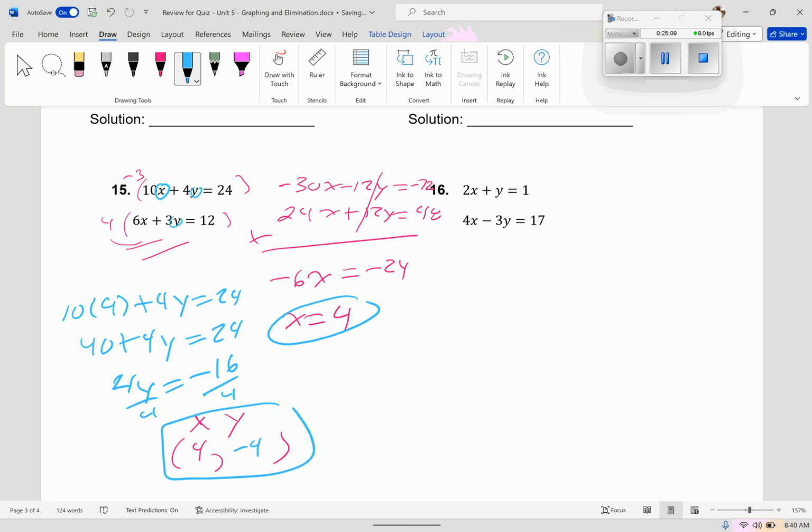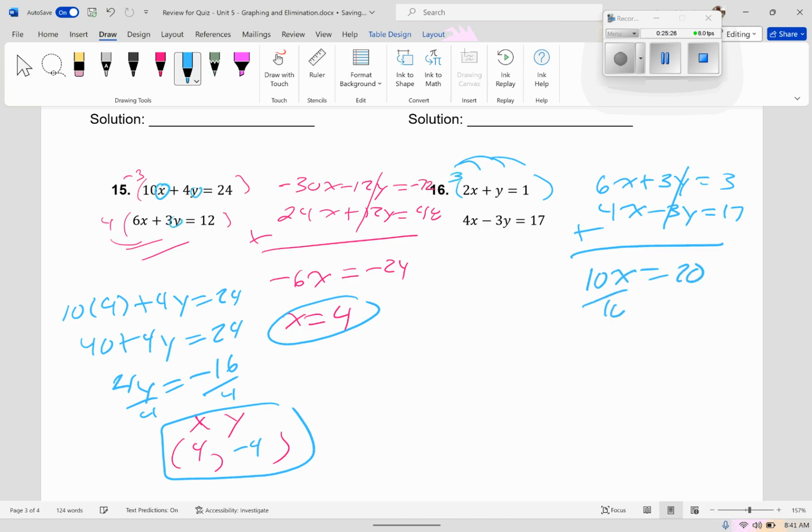Sorry about that mistake. Number 16, I'm going to get rid of the y's. I'm going to multiply the whole top equation by 3. So that's 6x plus 3y equals 3. Bottom equation is going to be 4x minus 3y equals 17. Let's add those together. Those cancel. So I get 10x equals 20. Divide both sides by 10. X is equal to 2.